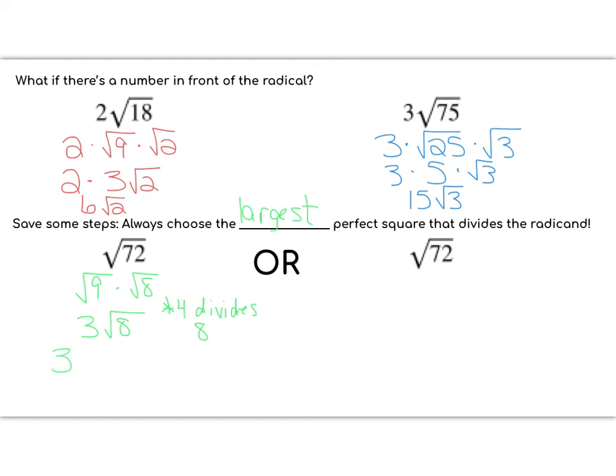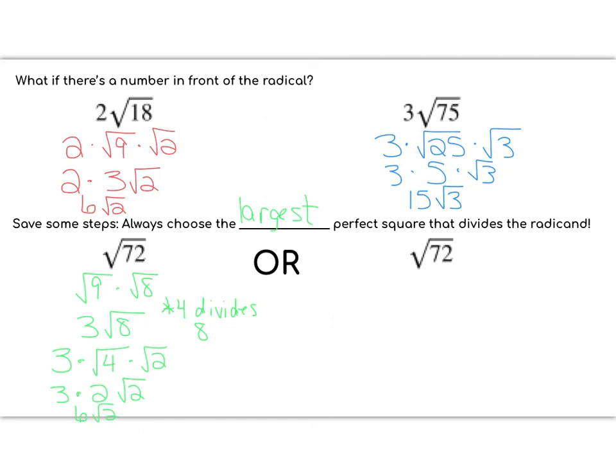I'm going to say 3 times, 8 is 4 times 2. So I'm going to split the square root of 8 into the square root of 4 times the square root of 2. So 3 times the square root of 4, which is 2. That square root is not a perfect square. Can't do anything with it. Multiply those and I get 6 root 2.